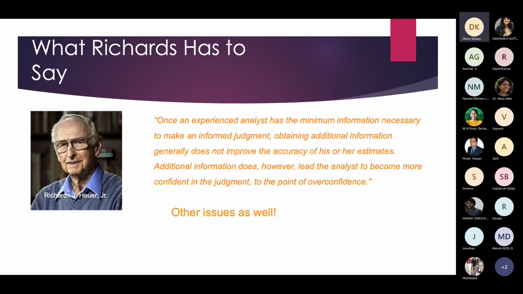There's a saying also, what Richards says: once an experienced analyst has the minimum information necessary to make an informed judgment, obtaining additional information generally does not improve the accuracy of his or her estimates. Additional information, however, leads the analyst to become more confident in the judgment, to the point of overconfidence. So what we're trying to sum up is that after you collect a certain amount of information and that information has become viable, no matter how much more information we collect, it's just going to keep adding to a concept called overconfidence, which we will be discussing, and it will also lead you to jump to conclusions much and much faster.